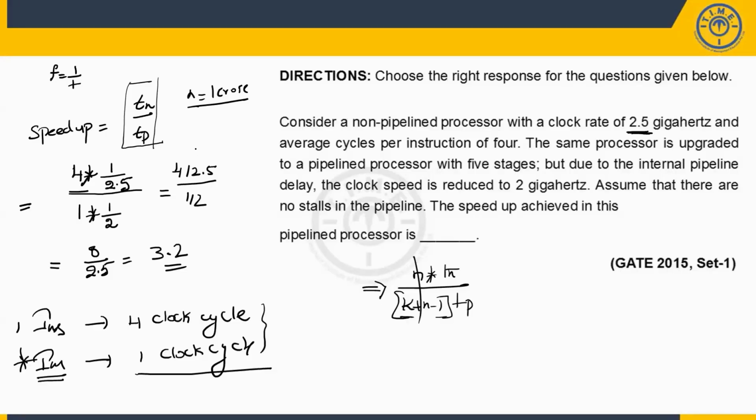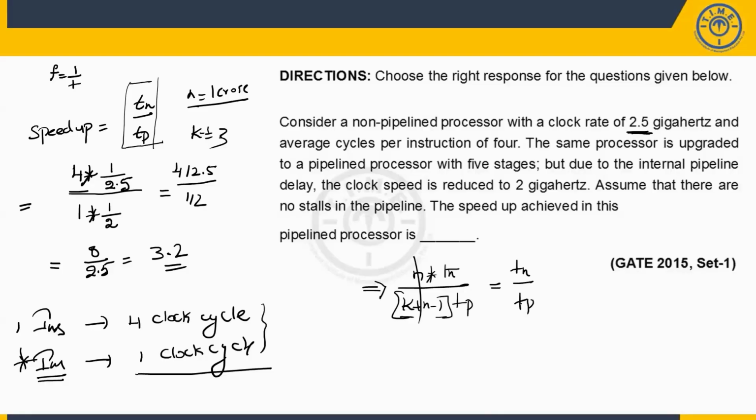When the number of instructions is increasing, k minus 1 will not contribute much. K is the number of segments, which will always be either 3 or 4. K minus 1 will be just 3. So n and k plus n minus 1 will get cancelled. So even then, the total speed up will just be equal to Tn divided by Tp. Am I clear?